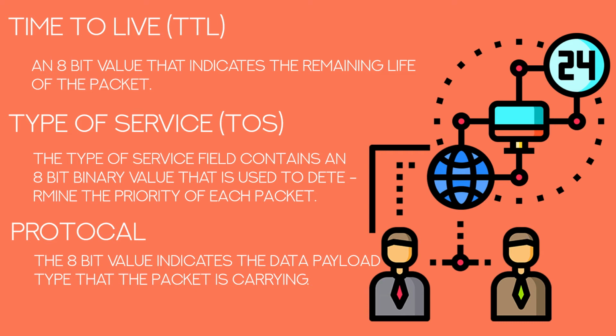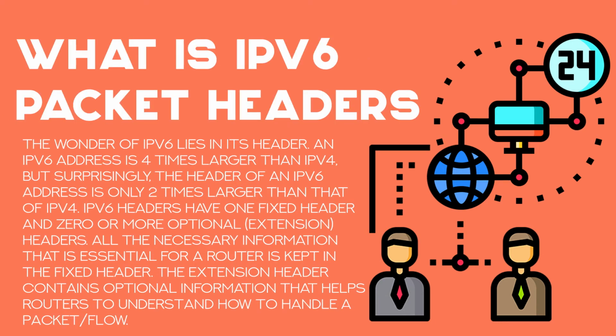Now to conclude the IPv4 packet headers, it contains all the info required to transmit a packet from source to destination. That is the source IP, the destination IP, the time to live, and other two things which we have discussed earlier. Now coming towards IPv6.